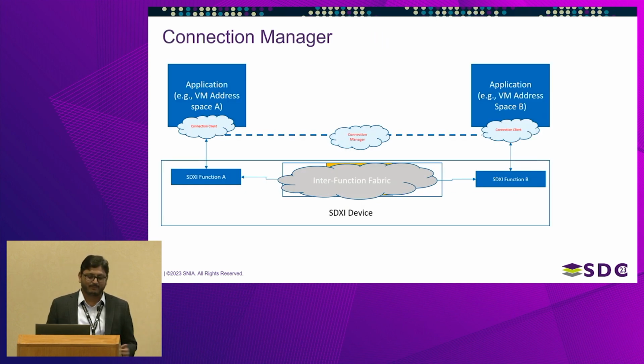The connection manager spec that I talked about is basically, if you had an address space A and address space B, how can you actually create the connection so that address space A can affect data movement from that address space to this address space? Like I mentioned, between the two functions, the interfunction fabric is out of scope for the spec. That can be implemented in many different ways.